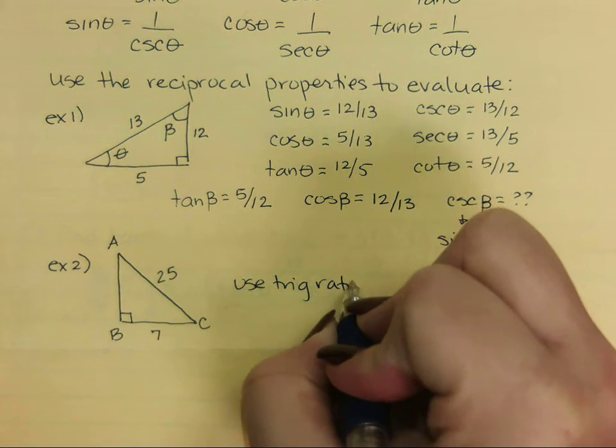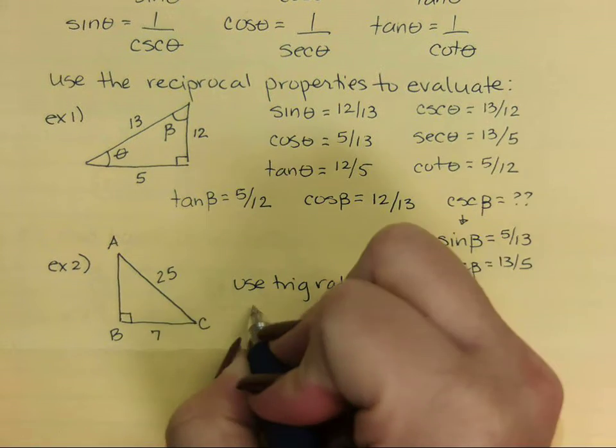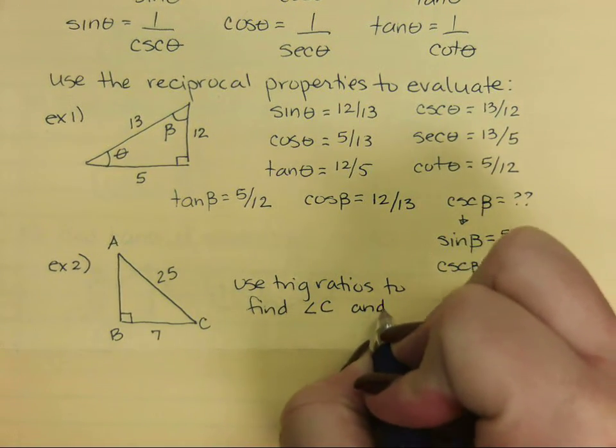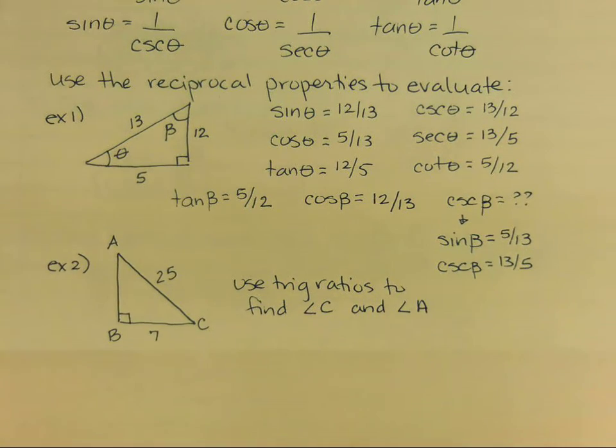trig ratios. And I want to find angle C and angle A. And I want you to use trig. We want to use trig functions for both of them. I don't want to use just subtracting from 180. I want to be able to see it.